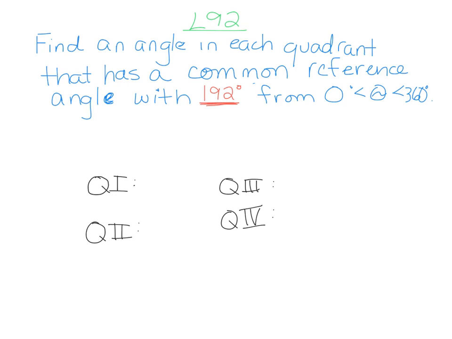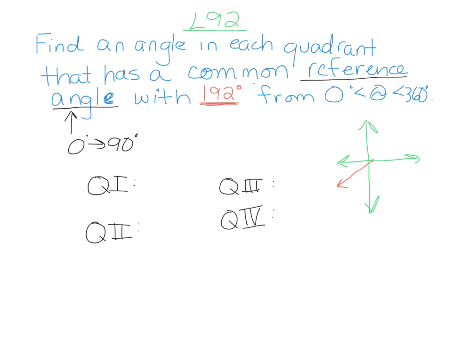So first off, when we talk about reference angles, basically we're talking about an angle between 0 and 90 degrees that's going to have the same properties as this angle when we think about it on the coordinate plane. So we'll draw this out. First off, once I figure out what quadrant 192 is in, and that's somewhere around here in quadrant 3, that's my answer for quadrant 3. You're going to be filling in these 4 answers on Delta Math.